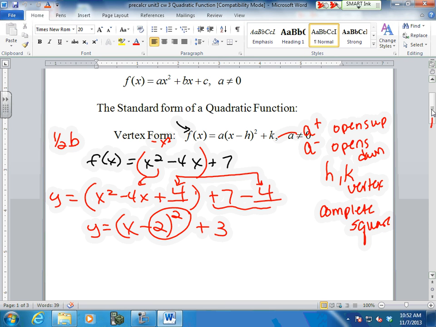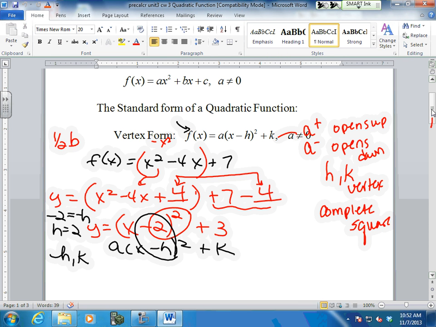Now if I line this up to this, there's my a, x minus h squared plus k. We're going to pull out your vertex. Your vertex is h, k. If you line this up, you say negative 2 is equal to negative h. Therefore, what is h equal to? 2. So notice it's just like your horizontal translation, isn't it? Doesn't it go the opposite way?